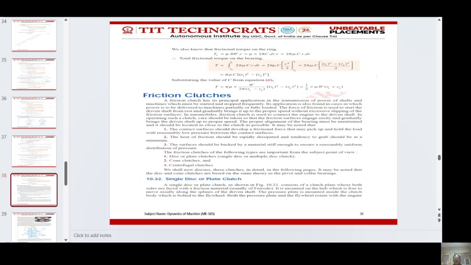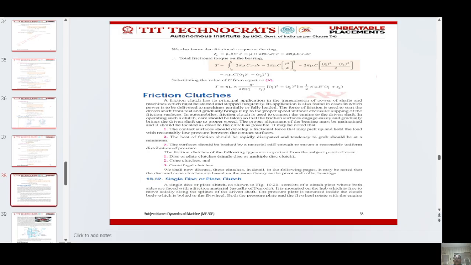Its application is also found in cases in which power is to be delivered to a machine partially or fully loaded. The force of friction is used to start the driven shaft from rest and gradually bring it up to the proper speed without excessive slipping of the friction surface. In automobiles, a friction clutch is used to connect the engine to the driven shaft. In operating such a clutch, care must be taken so that the friction surfaces engage easily and gradually bring the driven shaft up to the proper speed.